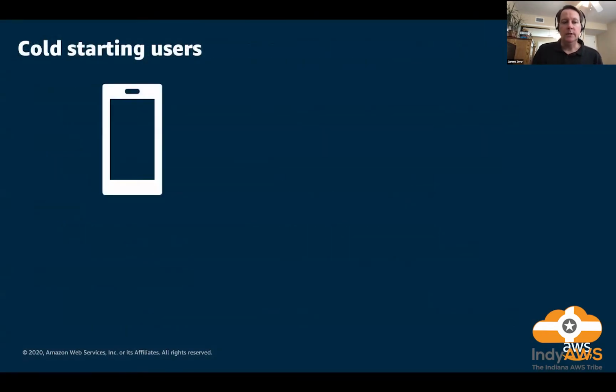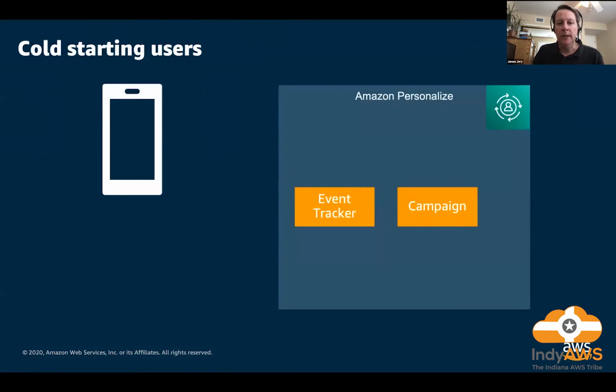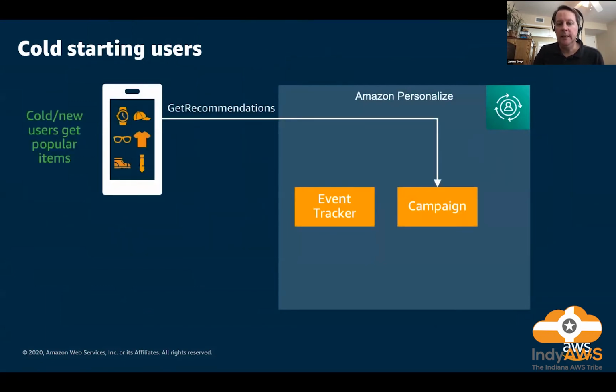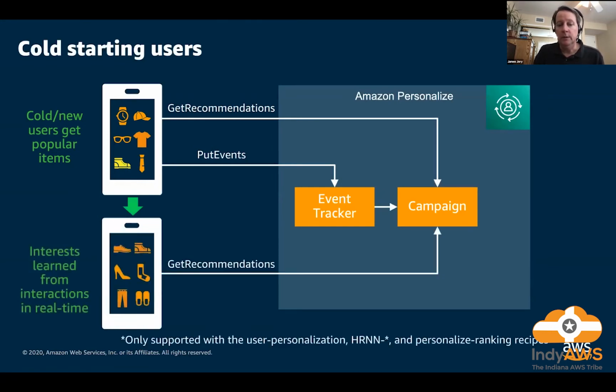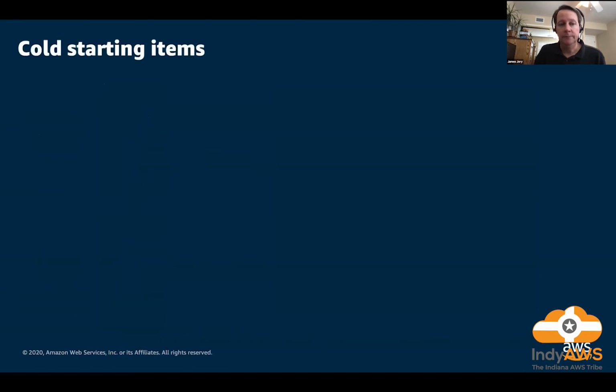Cold starting users, we'll take that same sample mobile application here. We have a personalized campaign that we can call get recommendations for, and new cold users get popular items. Then when that user interacts with an item, we'll call put events to send that item to a personalized event tracker. And that personalized event tracker is going to influence future recommendations from that campaign in real time. So when we call get recommendations again, we're going to get items of interest that are learned based on those prior interactions.